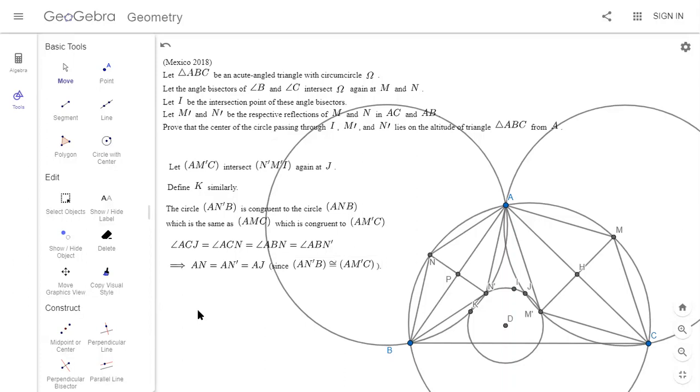So then can we show that... is there another way to show these angles are equal? So angle ACJ, can we show CJ and N are collinear? So angle ACJ is a... MJ.